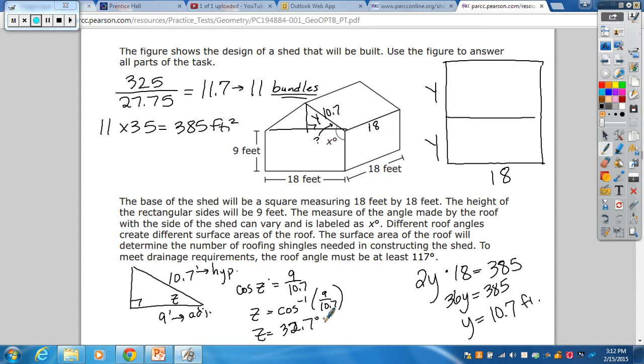Okay? And so what's the real question? What's the greatest angle the builder can use and stay within budget? Well, this is the greatest angle, the 32, and we're going to add in 0.7 plus the 90, so you have 122.7 degrees that you could use and stay within the budget of $325. Okay? All right. On to the next question.